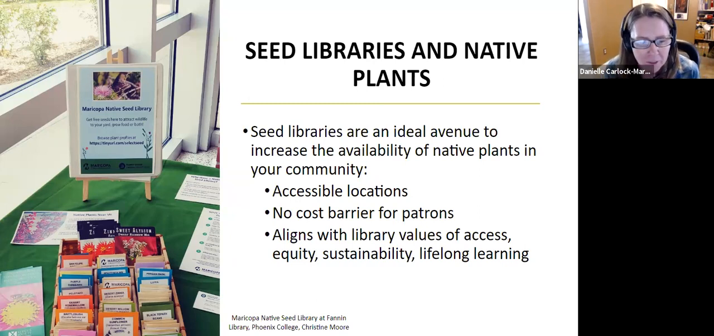The seeds are typically free in a seed library, so there's not a barrier in terms of cost. So it kind of addresses some equity issues there. And then there's so many of our values as librarians that align to this whole idea of native plants and habitat at home, along with access, equity, sustainability, of course, and lifelong learning, because gardening is very much a lifelong learning endeavor. So I just wanted to highlight where I see that connection.